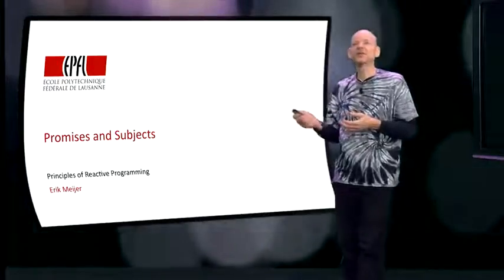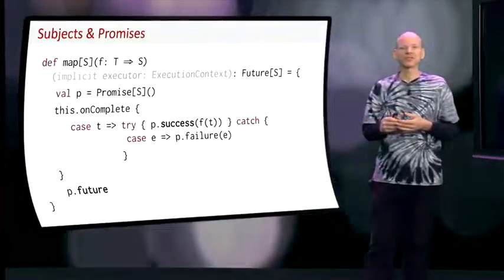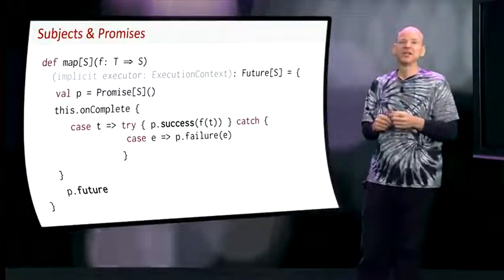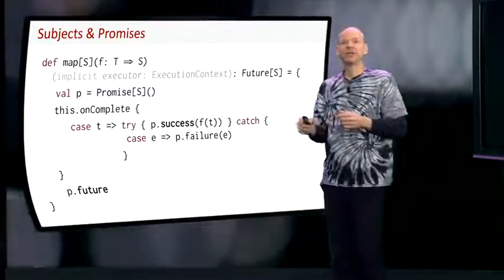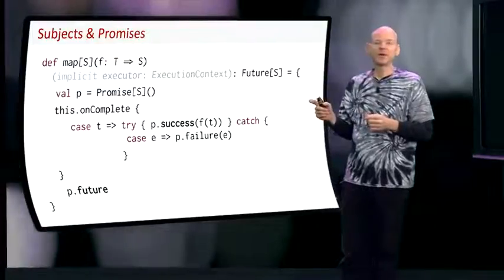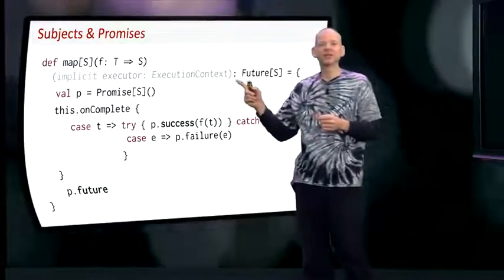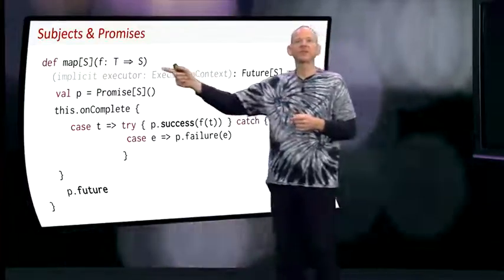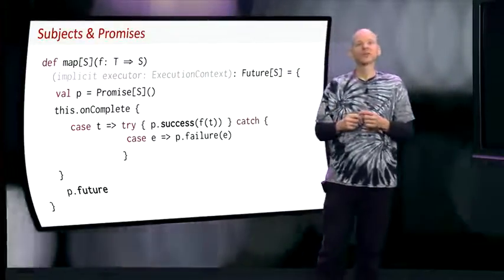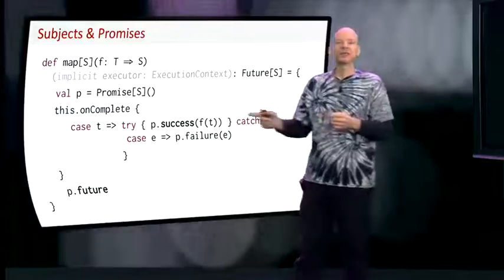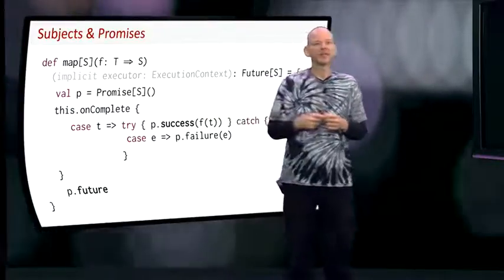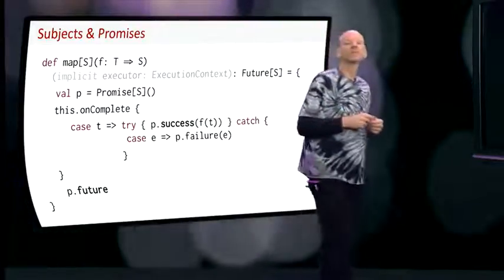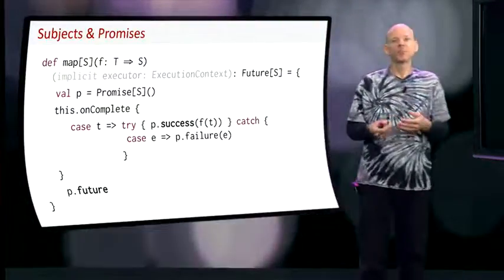So let's refresh our memory what promises are. Here's the use of promises to implement map. So what we did is to implement map over future. So this is defined on future of t. We take a function from t to s, and we have to return a future of s. And the way we did that is by creating a new promise, wait for the future, the this, to complete.